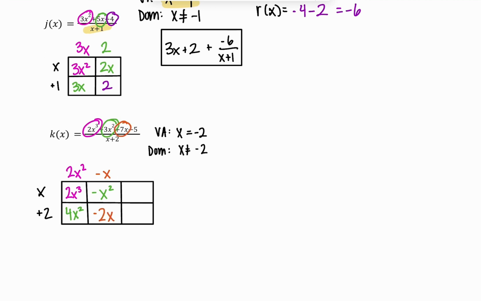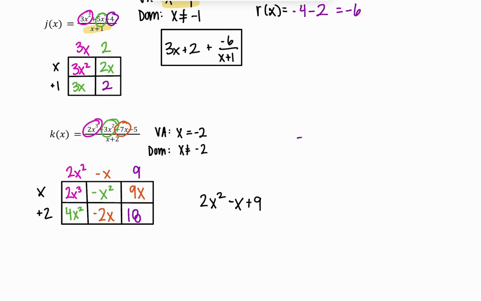In order to get to positive 7x, we have to add 9x to that. And that means that we had to multiply by 9 and x to get to 9x. And then as we multiply down, we'll get to 18, which means that 2x squared minus x plus 9 is our Q of x part. That's the stuff that divided nicely.